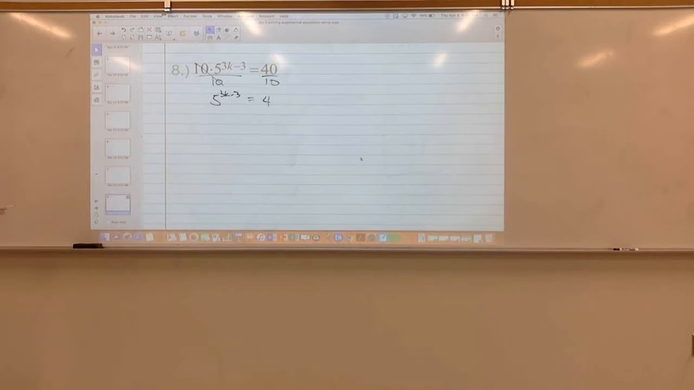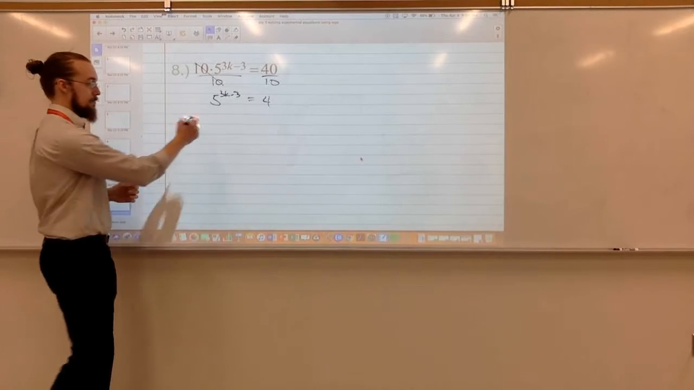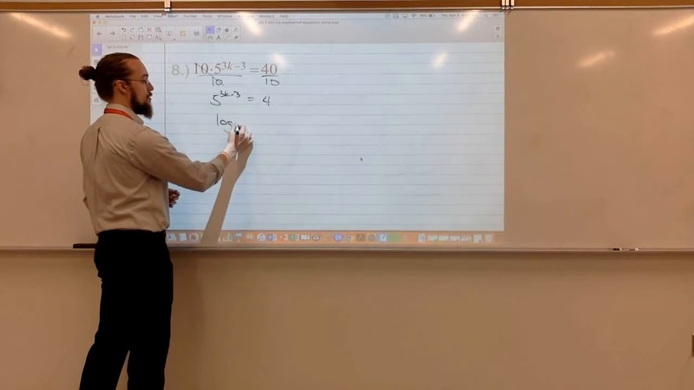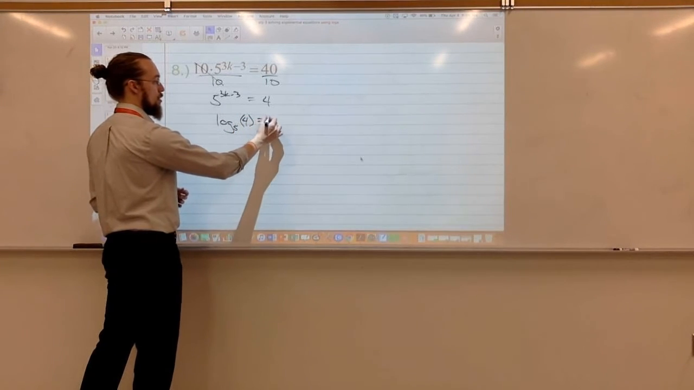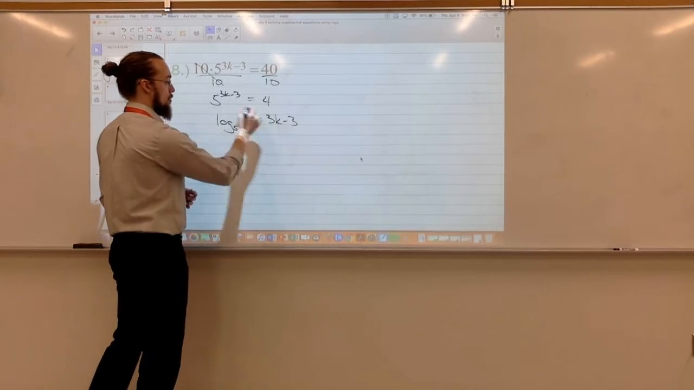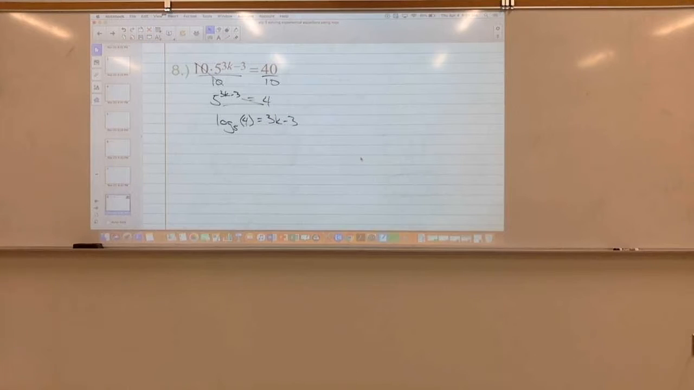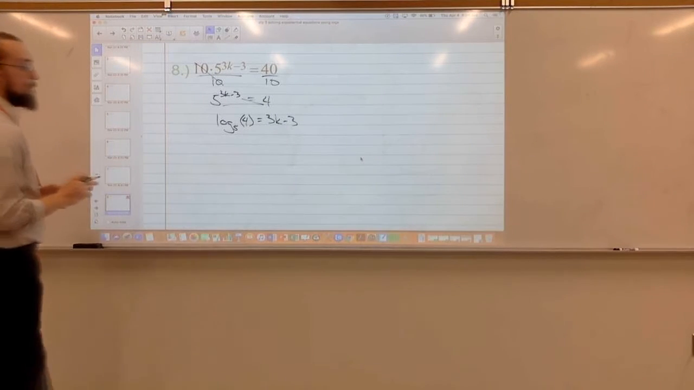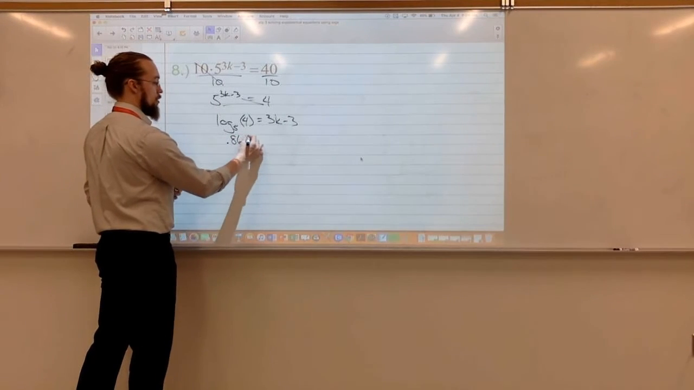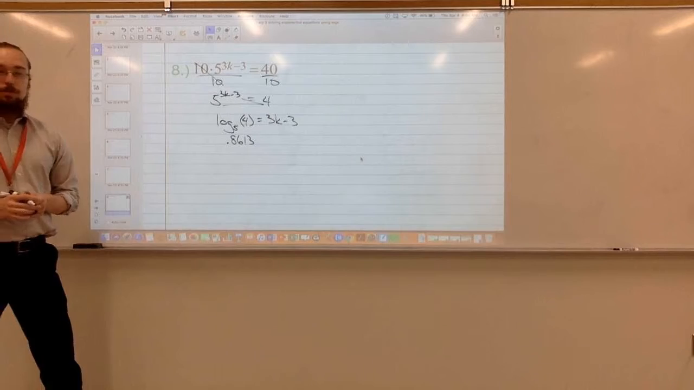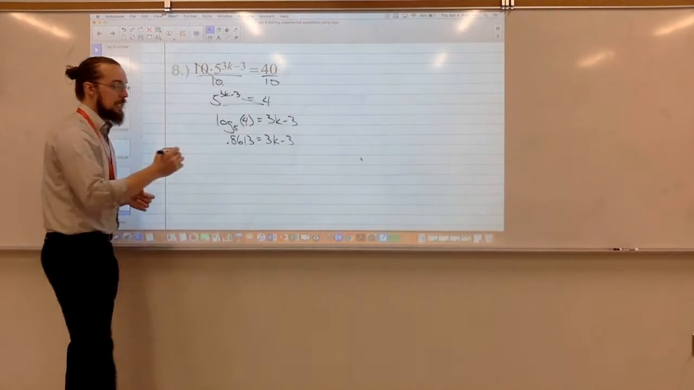Now I can log base 5 of 4, so what will that look like? Log base 5 of 4 equals 3k minus 3. Now we can put log base 5 of 4 into the calculator. 0.8613. So we get 0.8613 equals 3k minus 3.